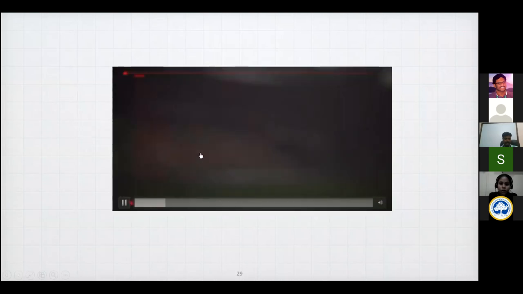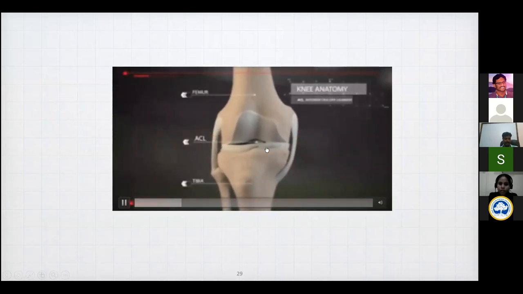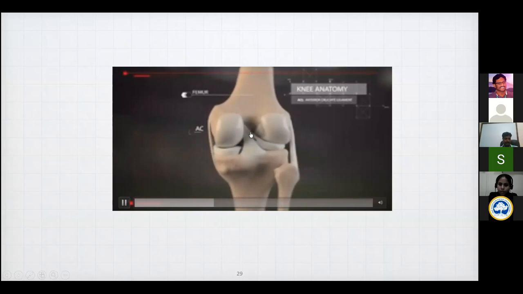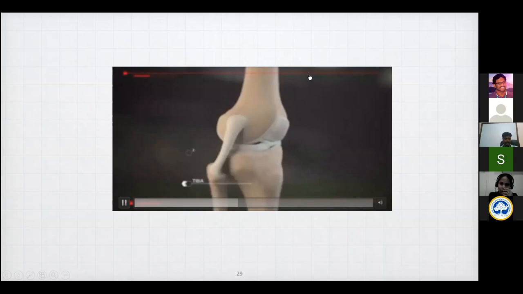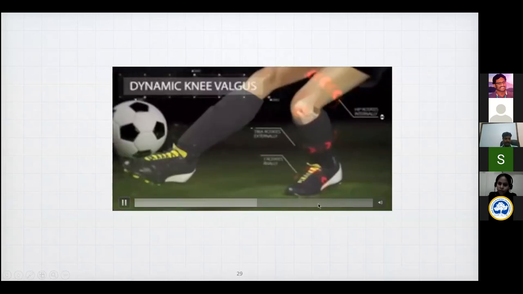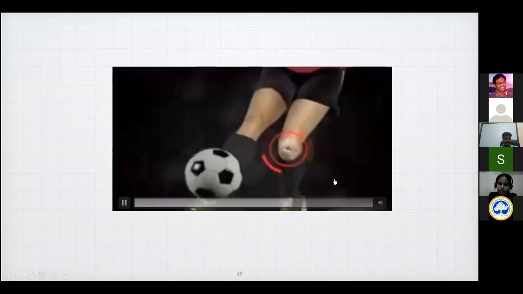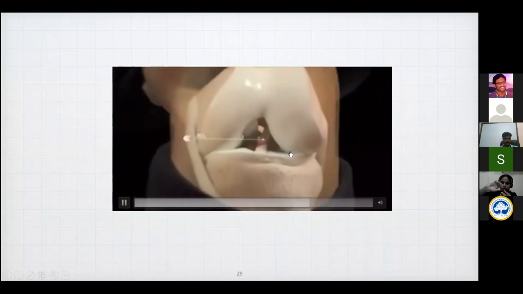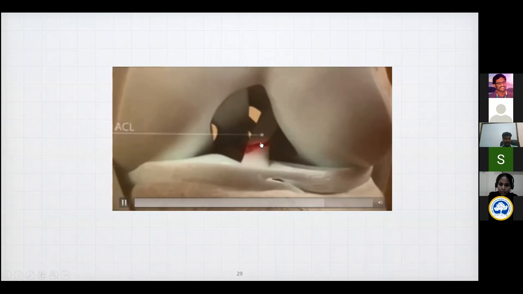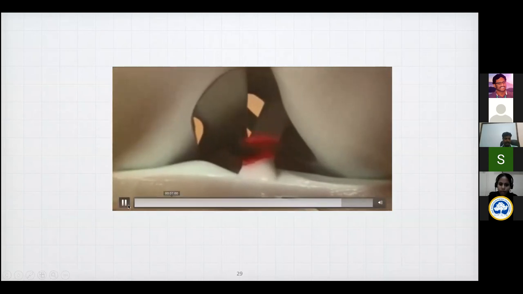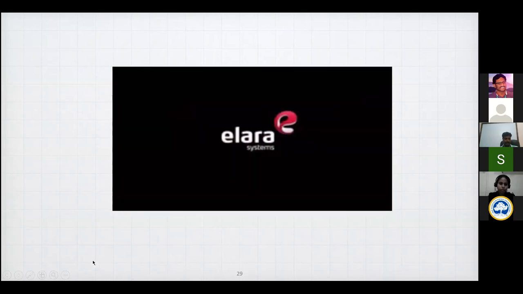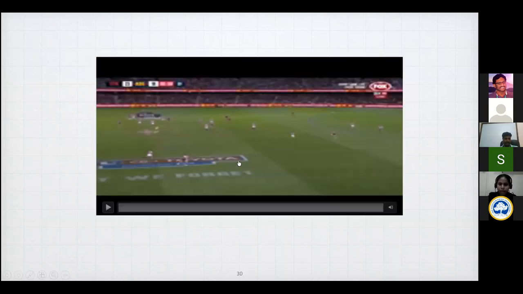So this is the knee joint. The ACL is coming from behind to front. So this is the ACL. Sorry, this is the ACL. This is the PCL. So there are rotational forces, as you can see, as I explained. Knee in valgus. Now, because of this rotation, twisting, there is rupture. Next slide. We'll see a few injuries, how they're occurring on field.